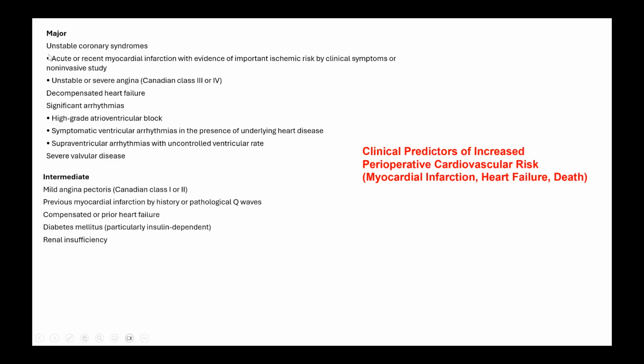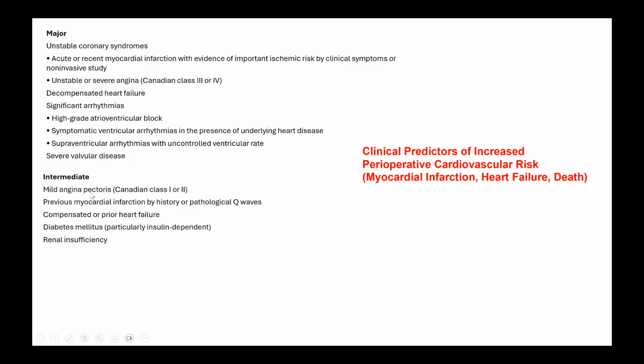And clinical predictors of increased preoperative cardiac risk, like myocardial infarction, heart failure, or death on the table, can be major: unstable coronary syndrome, acute recent myocardial infarction, unstable angina, decompensated heart failure, significant arrhythmias, high-grade AV block, symptomatic ventricular arrhythmias, or supraventricular arrhythmias with uncontrolled ventricular rate, and severe valvular diseases. All these things are major risk factors for these complications.